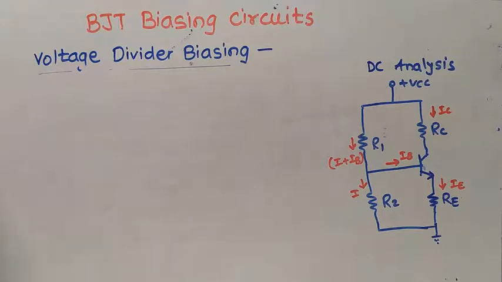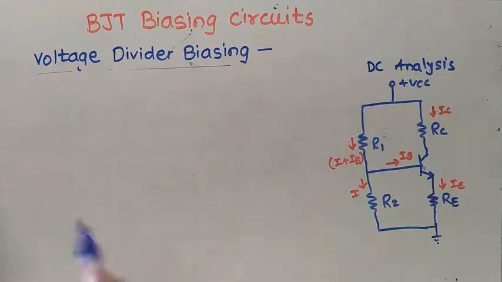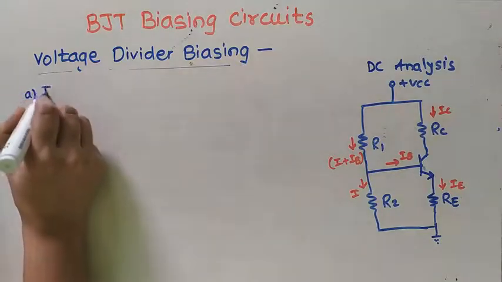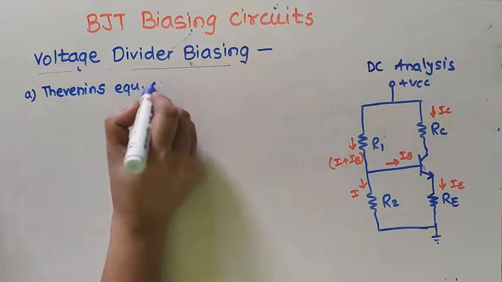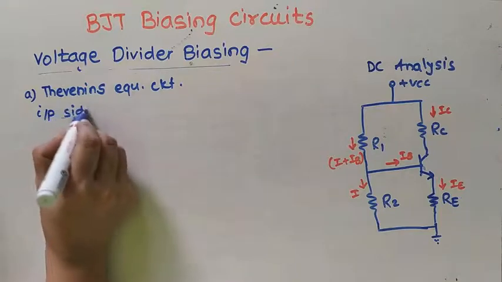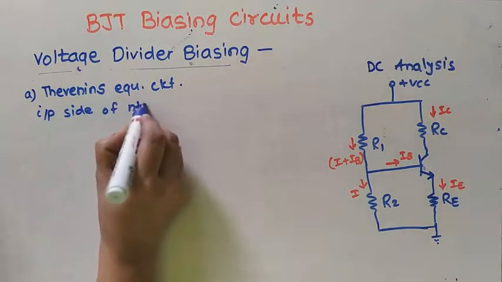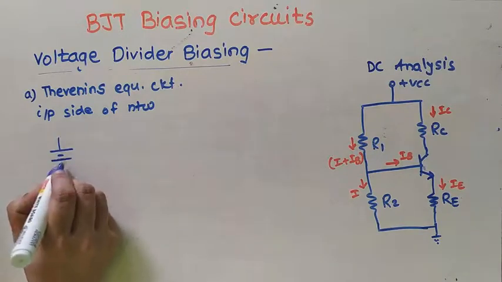So the first step is Thevenin's equivalent circuit. For that, we'll redraw only the input side of the network. We'll consider the input side of the network, and I'll redraw it for our convenience like this.